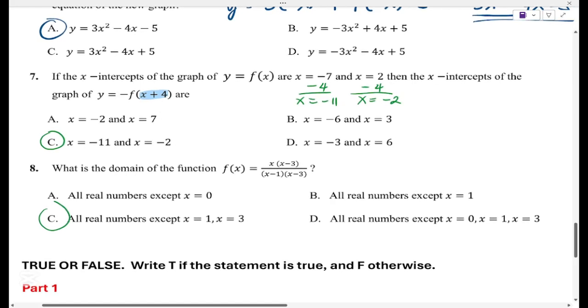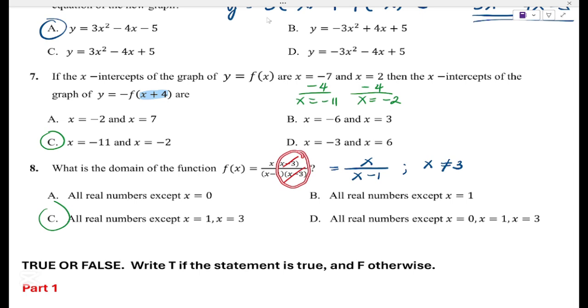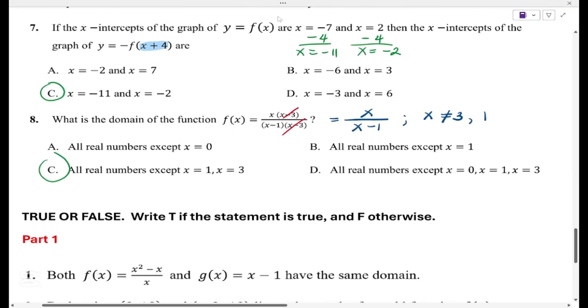If you try to cancel out this common factor, which is x minus 3, you will get a new function f as x divided by x minus 1. Still, you have to put a condition that x cannot be 3, because you cannot cancel 0 over 0 when x is equal to 3 here. But not only x equal to 3, since this denominator is x minus 1 and 1 is not allowed, you should include 1. So that's why letter C is the answer. So that's for the multiple choice.